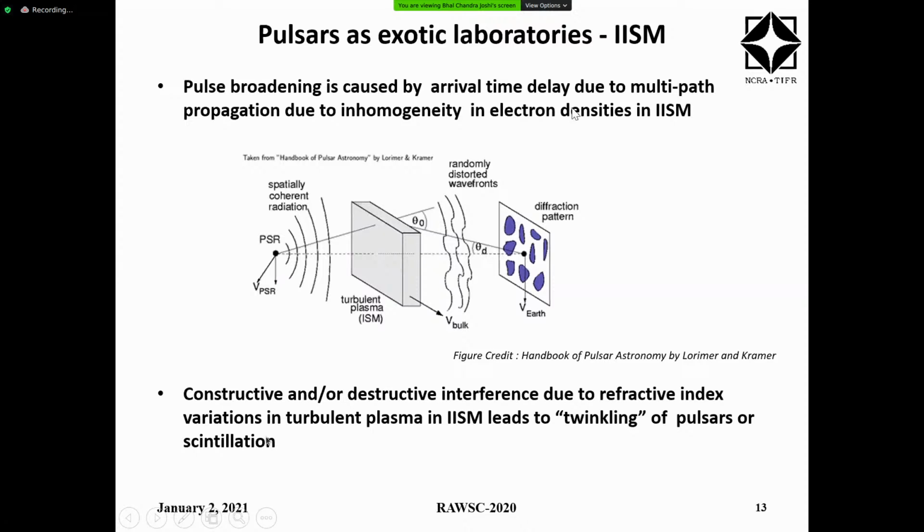This is just about scatter broadening, and scatter broadening happens because of multiple path propagation of the pulsar signal, which leads to producing fringes as well as time delays. The fringes lead to scintillation, whereas the time delay leads to broadening of the pulse.